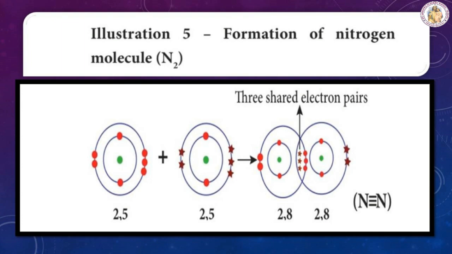So when these two atoms share 3 electrons, it completes the stable electronic configuration. So here each nitrogen atom shares 3 electrons, so that there are 3 shared electron pairs, and here a triple bond is forming. So the nitrogen triple bond represents 3 lines, yeah, 3 lines between these two nitrogen atoms. So this is called the formation of a covalent bond in the nitrogen molecule.